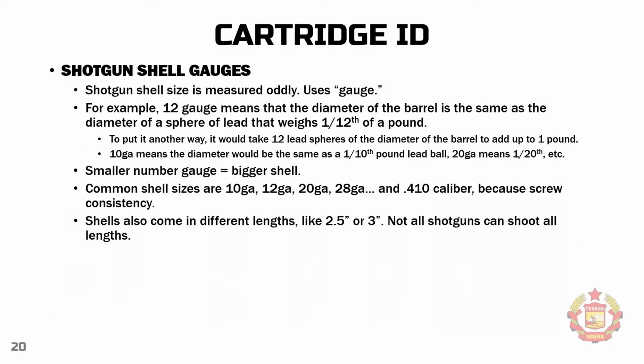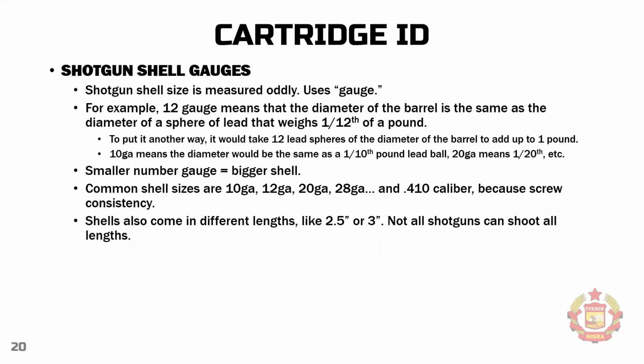Shotgun shells are not measured in caliber or millimeters. They're measured in gauges. It's a little odd. For example, 12 gauge means that the diameter of the barrel is the same as the diameter of a sphere of lead that weighs 1/12 of a pound. It's a pretty archaic system. So you can think of it as how many lead spheres the same diameter as the barrel weighs a pound.